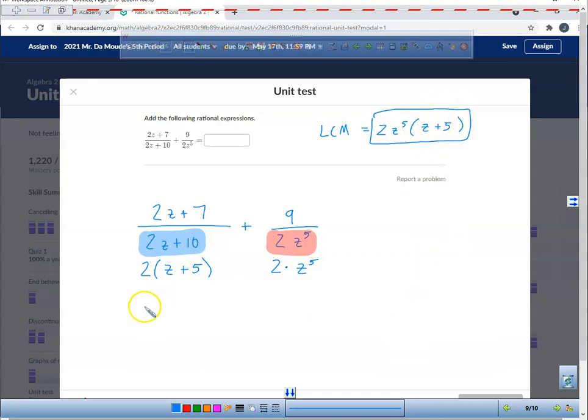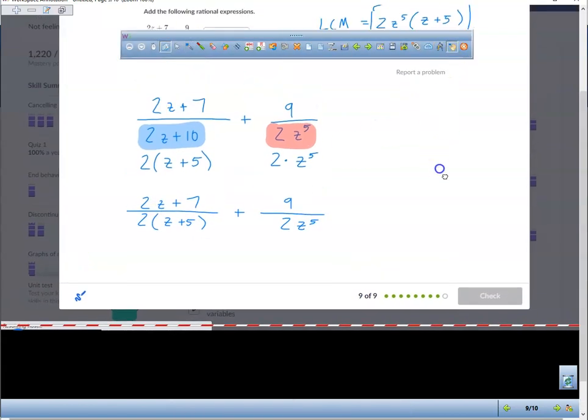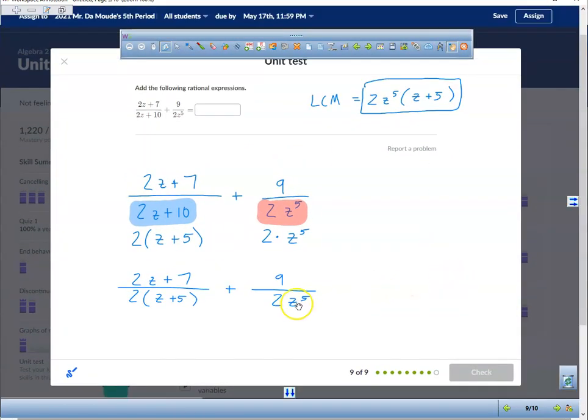Okay? So I'm going to rewrite everything factored here in blue. I've got a 2, I've got a z plus 7, and I've got a 2 parentheses z plus 5. Here I have a 9 over 2z to the power of 5. So let's look at this one. What does this denominator not have that it needs? Anybody see? Yeah, z to the power of 5.